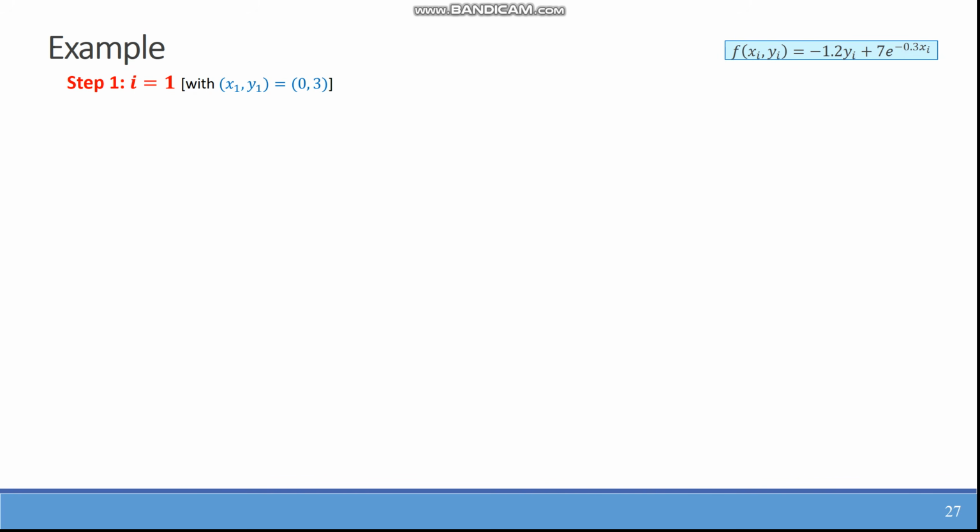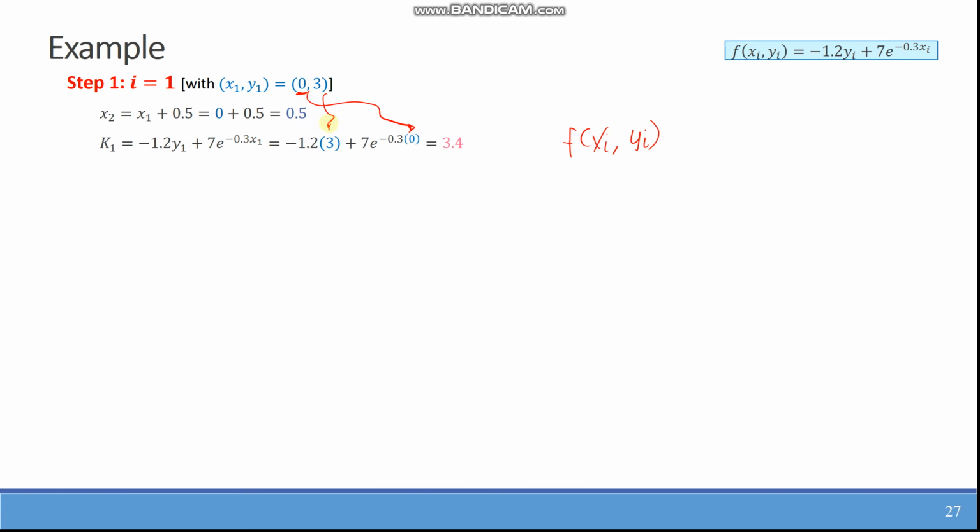The initial point is at 0, 3. The next point will be at x is equal to 0.5. For k1, we just substitute, this is just f of x sub i, y sub i. The value of x, we just substitute it there, and the value of y as well. And then we have our k1 at 3.4.